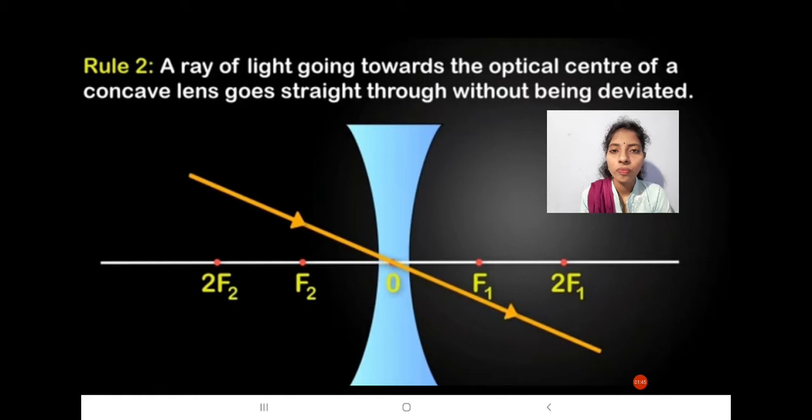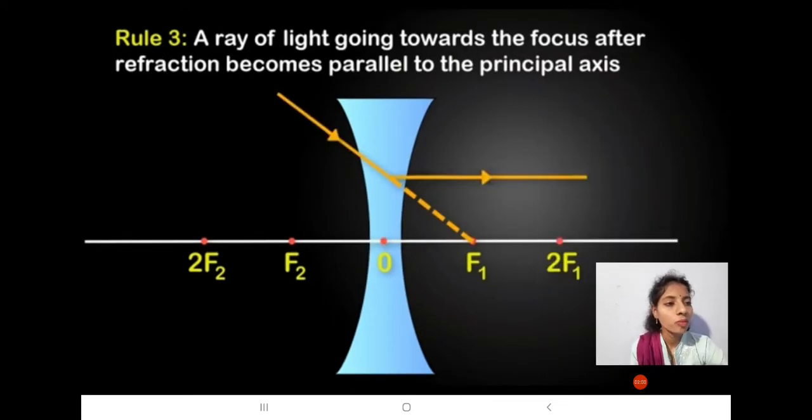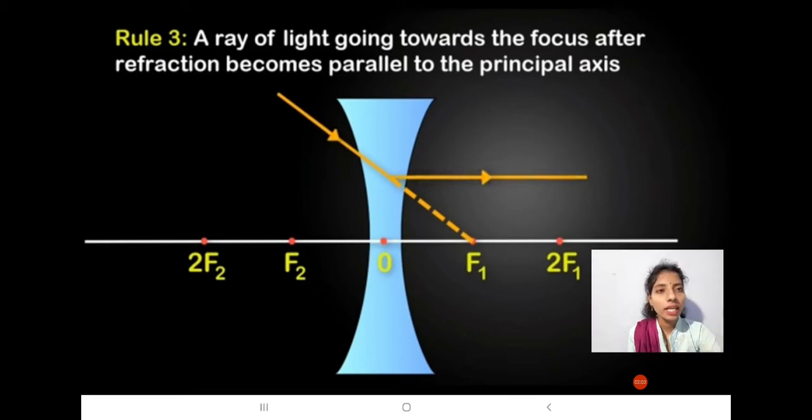Now rule 2. A ray of light going towards the optical center of a concave lens goes straight through without being deviated. Okay, this is rule 2. And rule 3. A ray of light going towards the focus after refraction becomes parallel to the principal axis. Yes, so this ray of light is going towards the focus. So after refraction it is parallel to the principal axis.